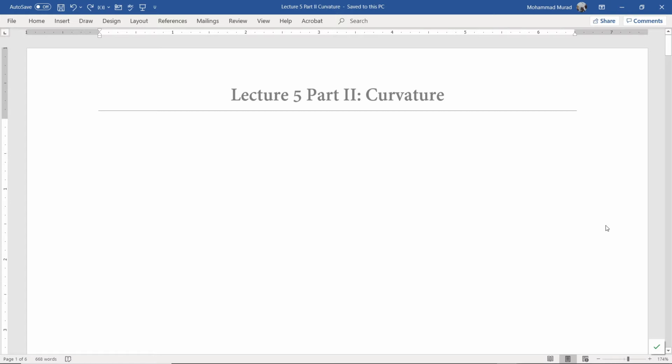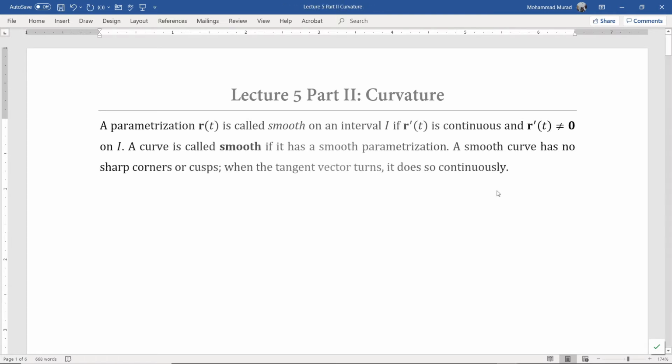Hello, welcome. In this part of the lecture, we will discuss curvature. Curvature of a curve at a given point measures how quickly the curve changes its direction at that point. Let's begin our discussion with the smooth curve.